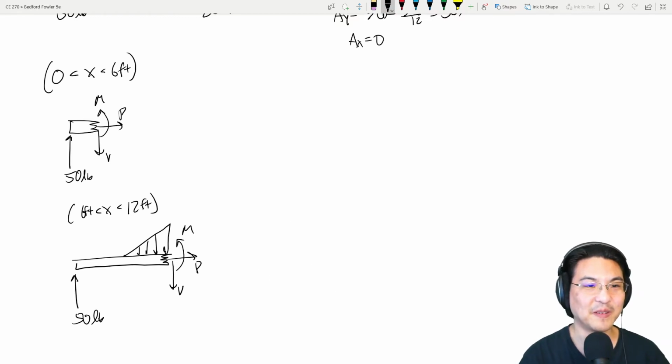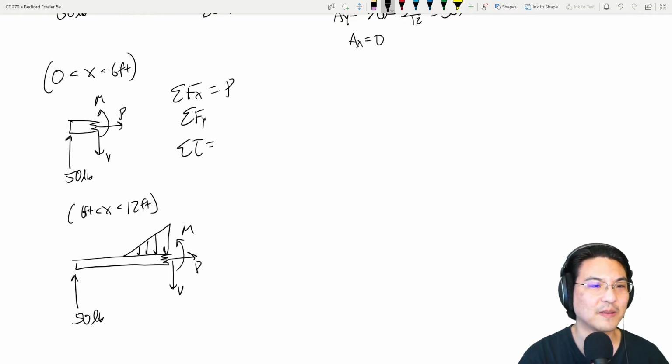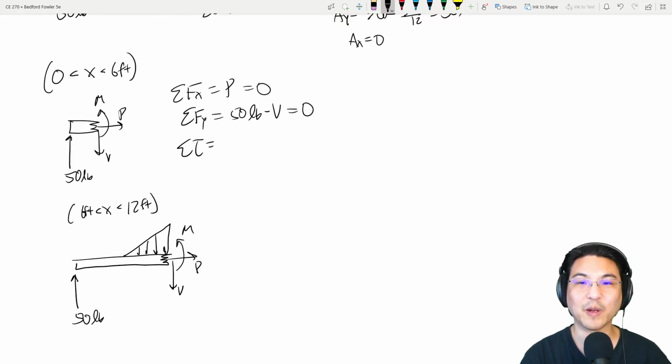Okay, so now we can write 3 equations to solve for these 3 unknowns. Let's get started here. Okay, so x direction, we got this. That's it. Y direction, 50 minus V. Sum torque about anywhere we want. So I'm going to sum the torque about over here, the right end. There's no wrong choice. Okay, and then here to here was x, right?